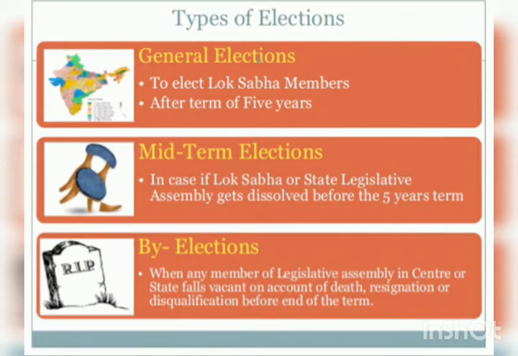Then I move to the next, that is by-elections. In by-election, a seat held by any member of legislative assembly in the center or a state falls vacant. Vacant means that no representative is there. Maybe due to death or resignation of the member, the seat falls vacant. In that case, a new election is held, which we call by-election. The newly elected representative remains the member for the unexpired term of the house. So in this manner, the elections are held.